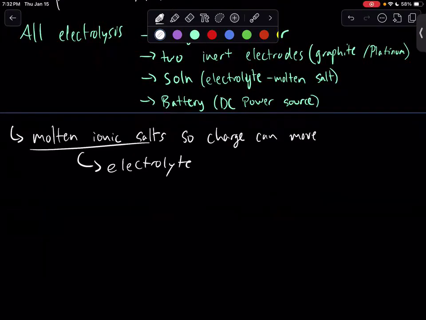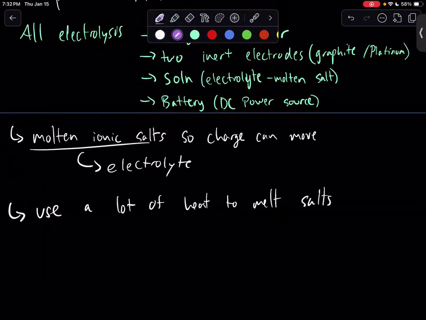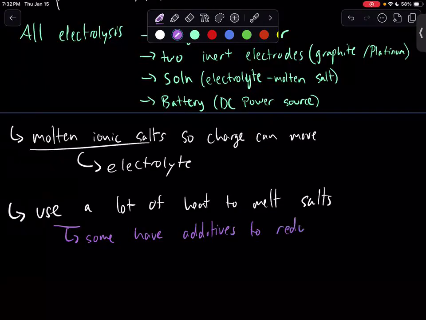One other thing that we're going to do is usually we have to use a lot of heat to melt salts. So often we might throw in additives. Some have additives to reduce the melting point.